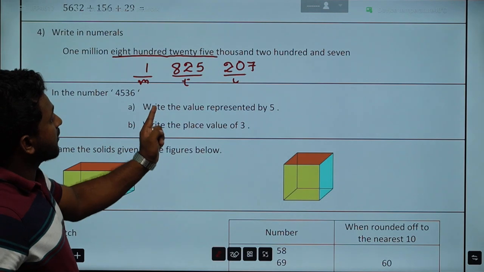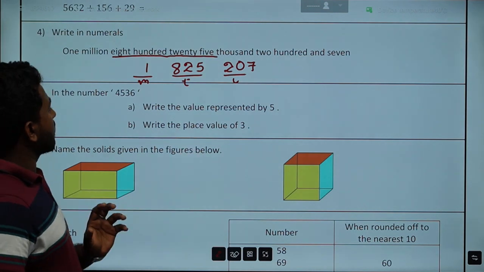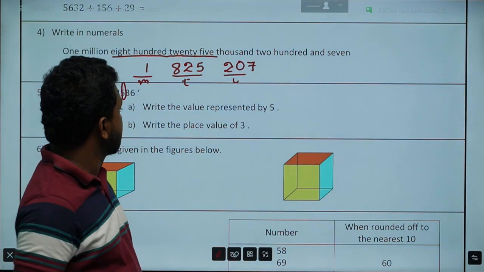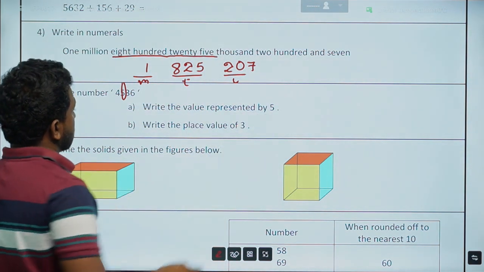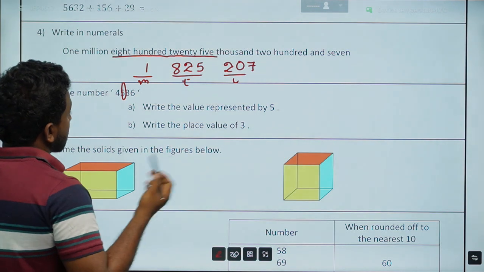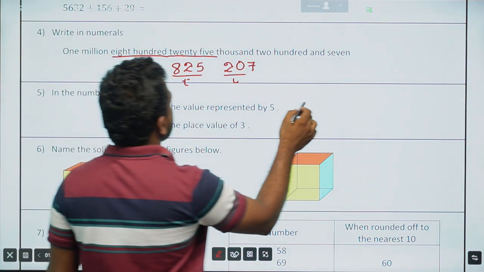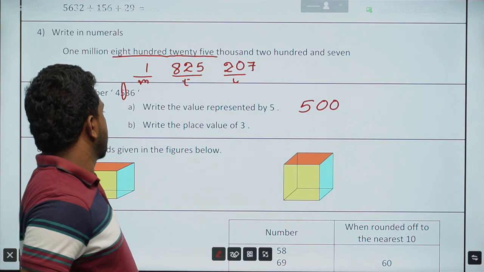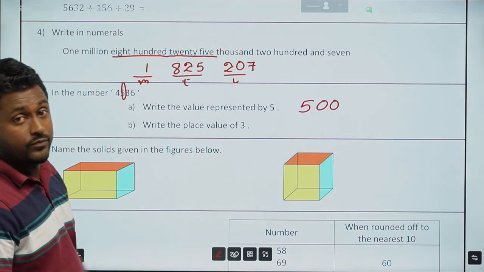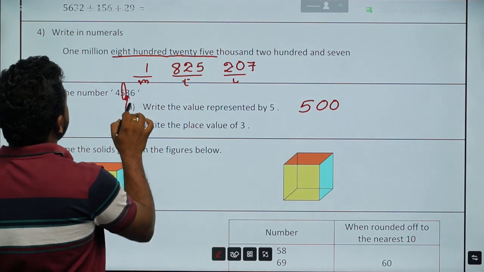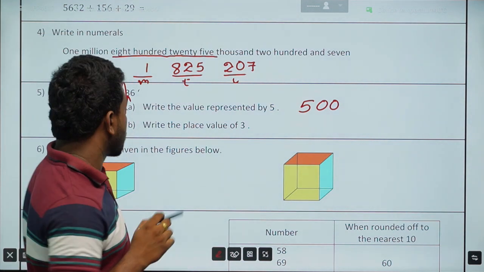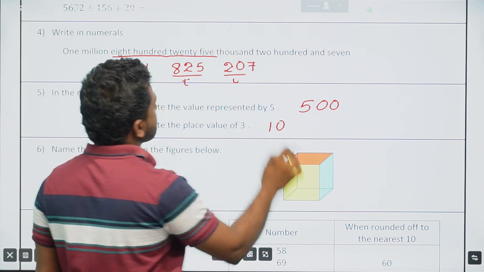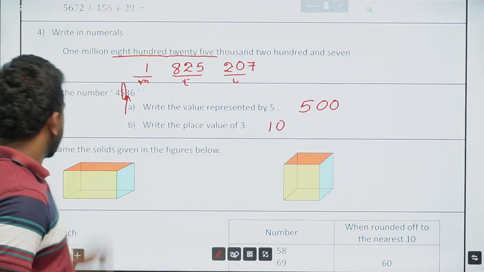4536, write the value represented by 5. Now where the 5? 5 is in hundreds place. So what is the value represented by 5? 500, right? Why? 5 into 100, 500. Next, write the place value of tree. Tree is in tens place. So we have to write the place value of tree is 10. Right? Got it? Next one.